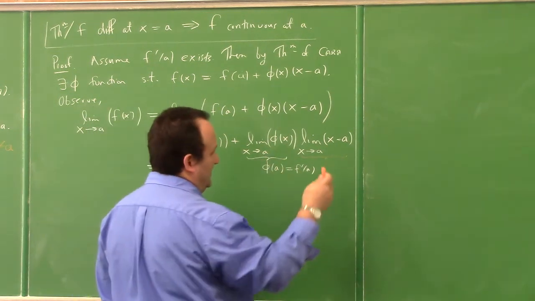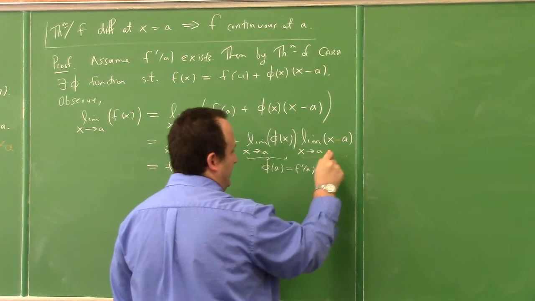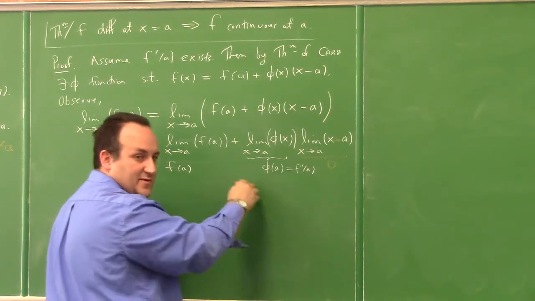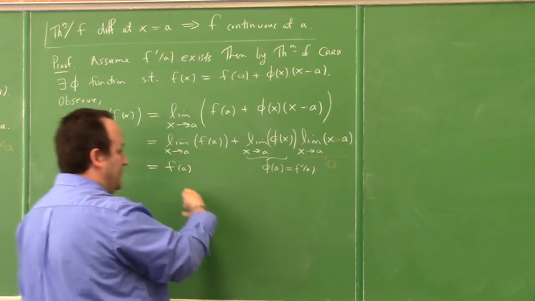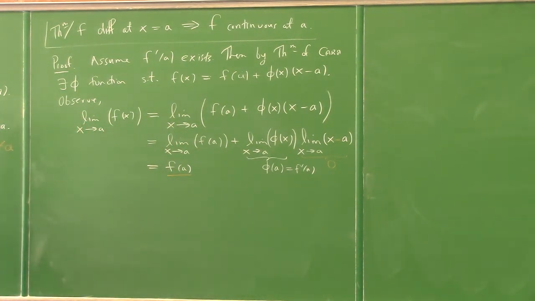A minus a, which is? I think I heard a 0, right? Yeah, 0. So if this is 0, and this is a number times 0, 0, what do we got? Just f of a. What does that prove? That proves that the limit of the function as x approaches a is equal to the value of the function at a, which is to say that f is continuous at a. That proves that f is continuous at a.